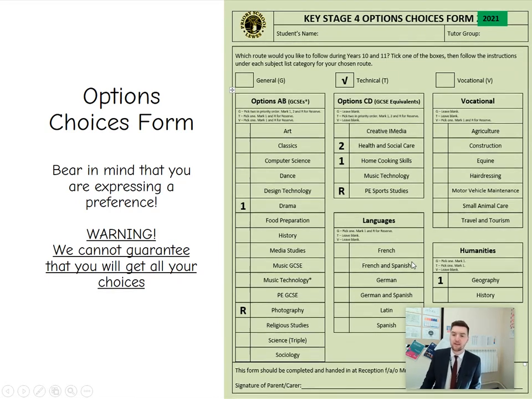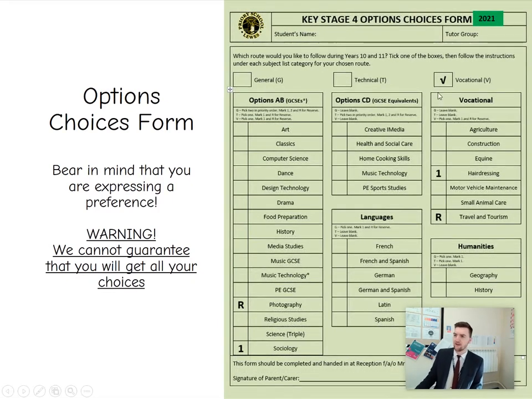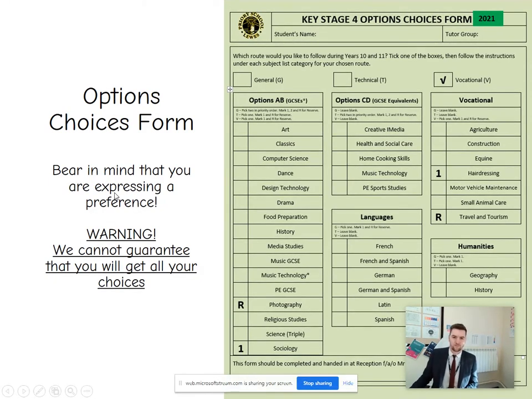And then finally, for those of you doing the vocational, here is an example. I've ticked vocational, I'm doing hairdressing for a whole day, but if I don't get hairdressing, I'm all right with travel and tourism. And I'm also happy with sociology as my GCSE. But if I don't get sociology, I'm happy with photography. So this is kind of what the final form would look like.